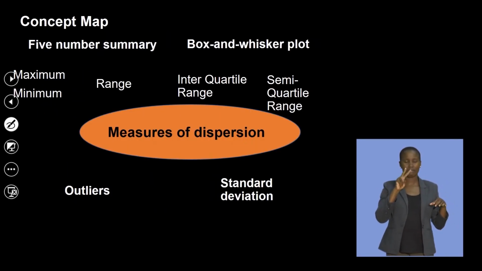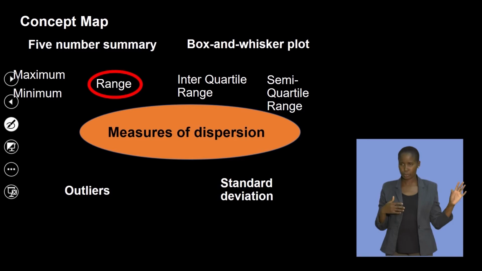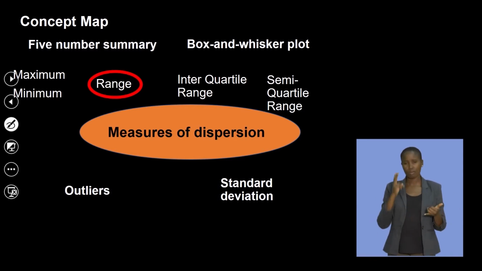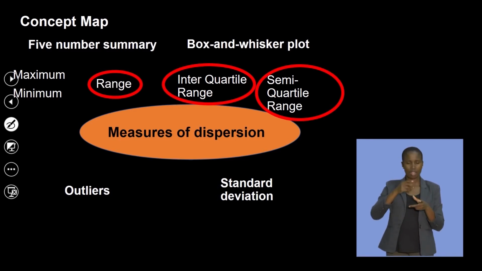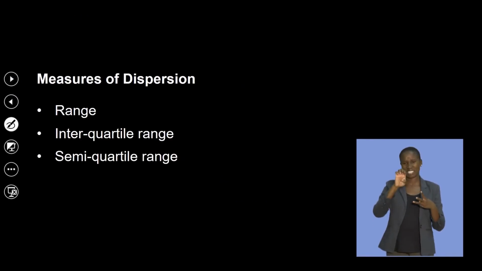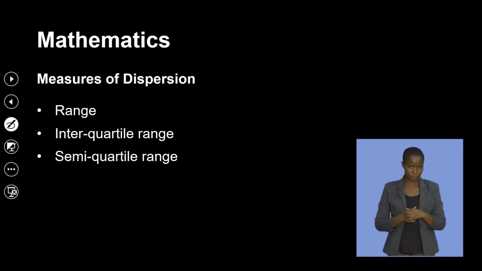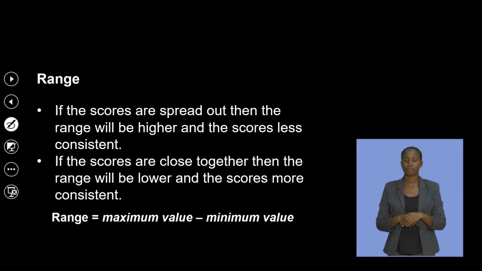So we're back here. What are we going to look at now? We're going to look at the range, interquartile range, and semi-interquartile range. Those are the measures of dispersion. So let's start with range.